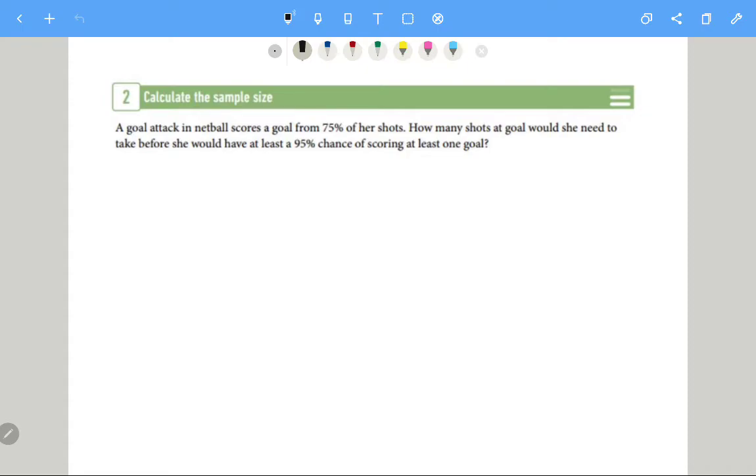Alrighty, so let's have a think about it. Rather than thinking about percentage of hits, let's think instead in the reverse. How many misses can she get? So 95% chance of scoring at least 1 goal means that we're looking for a probability of less than 5% that she misses all of her shots. Alrighty, so what's the probability that she misses 1 shot? Let's say M is a miss. So what's the probability of M?